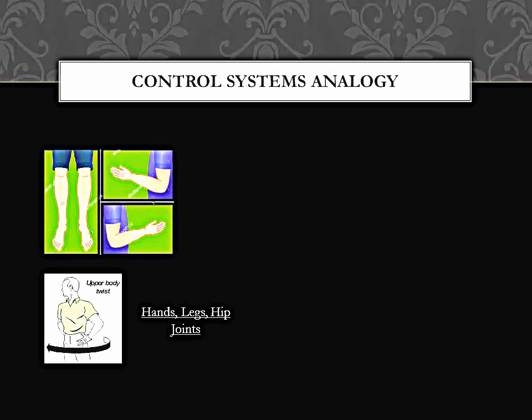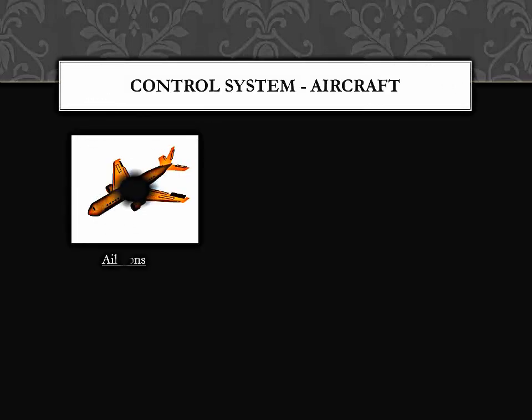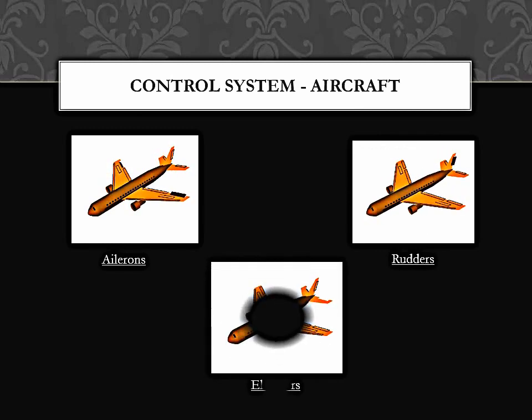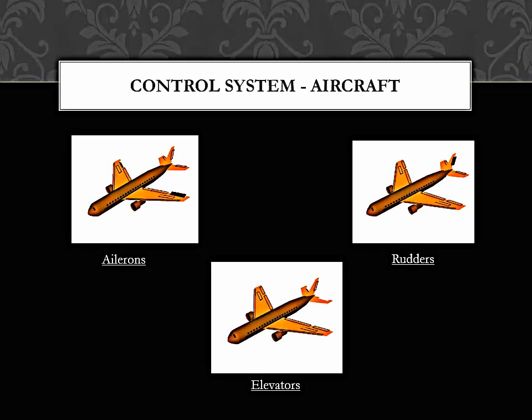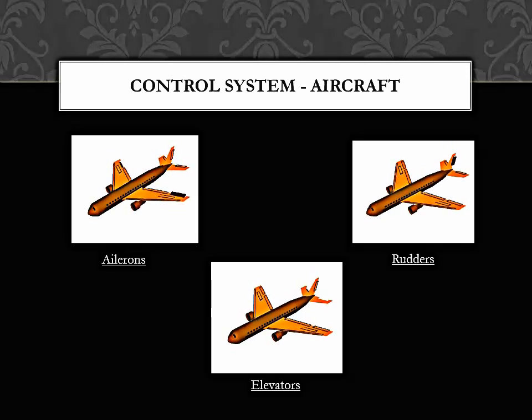So what is the equivalent of the control system for the aircraft? The control system for the aircraft comprises three important things: the ailerons, the rudders, and the elevators. The ailerons help the aircraft roll clockwise or anti-clockwise. The rudders help the aircraft move left or right. The elevators are the ones which help the aircraft pitch up or pitch down. These three components of the aircraft form a complete control system.